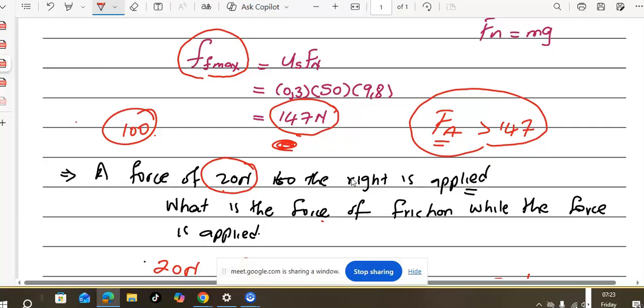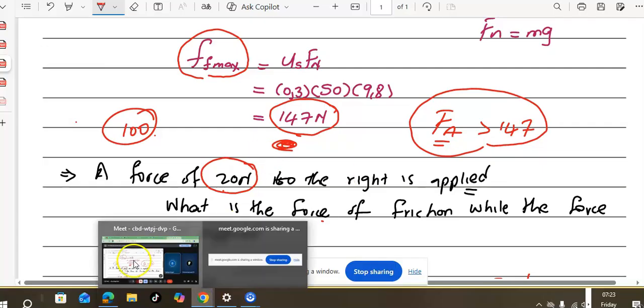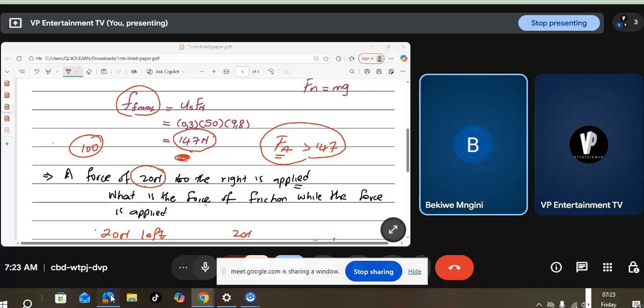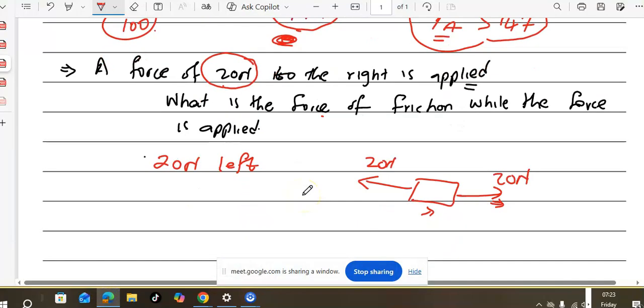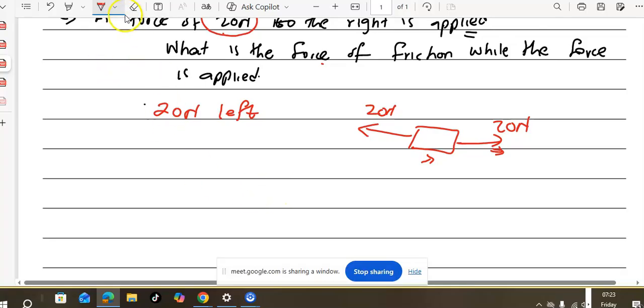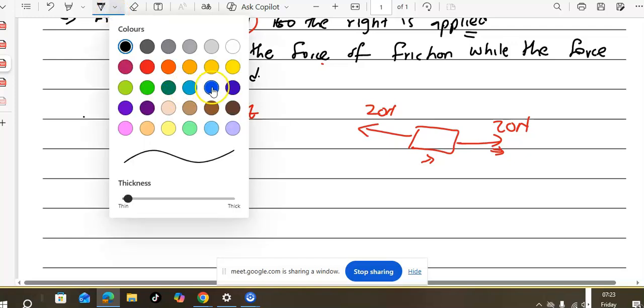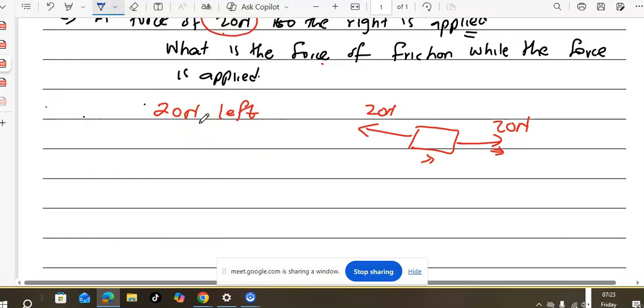I think I need to go over it again by myself. Do you want me to write it down for you? The thing is, I don't understand why. I understand that the force has to be more than 147 in order to move, but the question, I think it's the way the question is asked. Oh, okay.